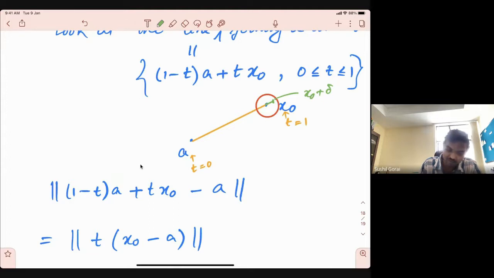How do we show this? Look at this line itself, along this line. Look at (1 minus t) X naught plus t (X naught plus delta by 2). At t equal to 0 you have X naught, and at t equal to 1 you have X naught plus delta by 2. So you can parameterize between any two points. That actually will help.